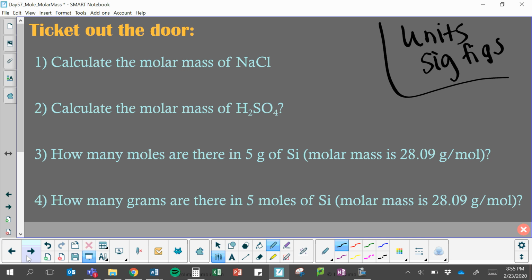Okay, so this is your ticket out the door. If you missed it before, these first two, you're calculating the molar mass of those different things, and then the last two, I'm giving you grams, and I want to know how many moles, or I'm giving you moles and wanting to know how many grams. Don't forget that your final answer needs to have the units labeled and the correct number of sig figs.